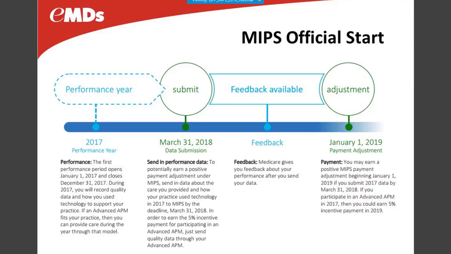A little bit more about timeline to clarify. In 2017, we begin the performance year, or the data gathering year, for the MIPS program. And as we're accustomed to for testing or data submission, that will occur by March 31st of 2018. We'll be expecting feedback toward the end of 2018, and then on January 1, 2019, clinicians will begin to see their payment adjustments.